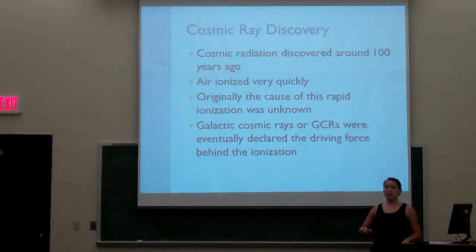Originally, scientists were not aware what was causing this ionization. They knew of the properties of alpha and beta waves, and they knew that they could not be the cause of the ionization. So it was hypothesized that gamma rays were producing this ionization. Eventually, the gamma rays were re-clarified as galactic cosmic rays, or GCRs, which were declared as the driving force of this ionization.